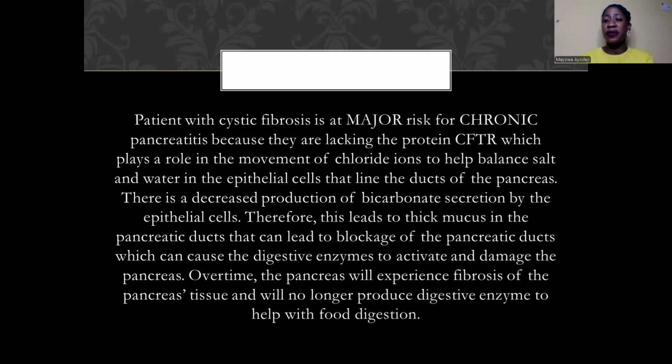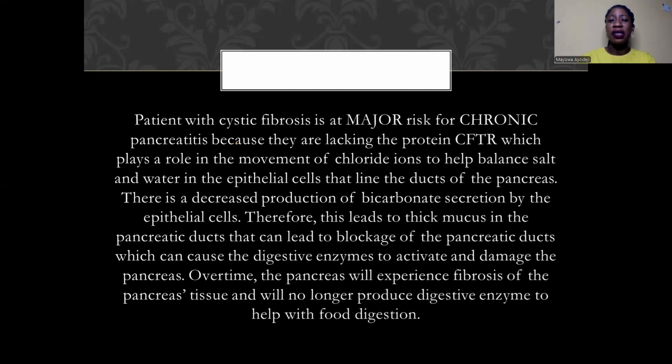In the patient with cystic fibrosis, this protein plays a very important role in the body. But unfortunately, when patients have cystic fibrosis, the protein that plays a role in movement of chloride ion is not present. They are lacking it. And once it is not present, that means we have a problem with movement of chloride ion, and there will not be a balance between salt and water in the epithelial cells. I told you that it is the epithelial cells that produce bicarb and fluid to make pancreatic enzymes less viscous. So immediately this is lacking, then there will be a problem.